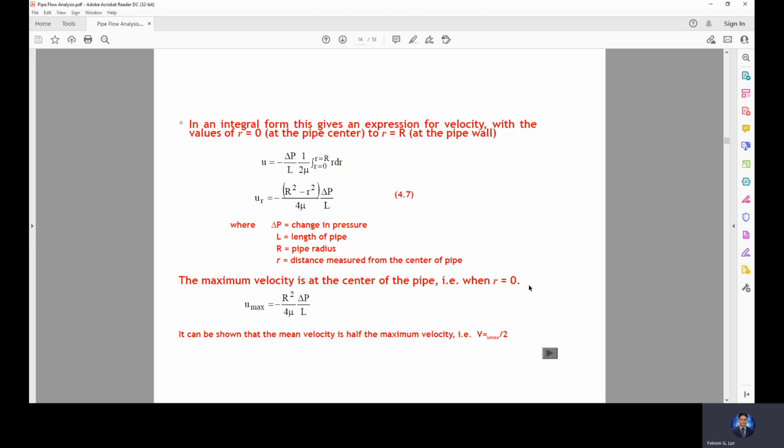so here is the equation. It takes the change in pressure.